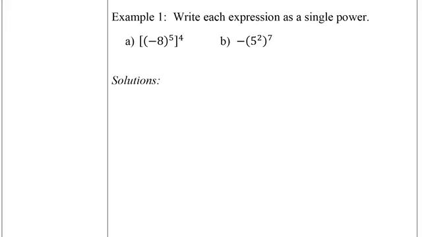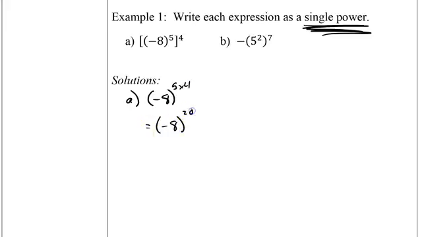Write each expression as a single power. So remember, we have one base and one exponent in a single power. So let's do A. I would say negative 8 to the power of 5 times 4, which is negative 8 to the power of 20. Excellent. Now I'm noticing that it doesn't say evaluate, so I'm doing a little bit of a happy dance, because literally that's all we need to do. We don't have to evaluate it.